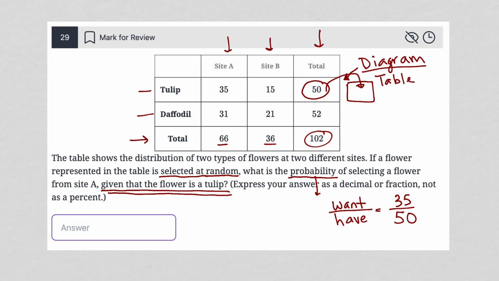So here's our answer, 35 over 50. Of course, we never answer a question with a fraction in an unsimplified form. We could also write our answer as a decimal here. I'm going to keep it as a fraction. So I'm going to say 5 goes into 35 7 times, and 5 goes into 50 10 times. So our answer here is 7/10. And that is the correct answer to this question.